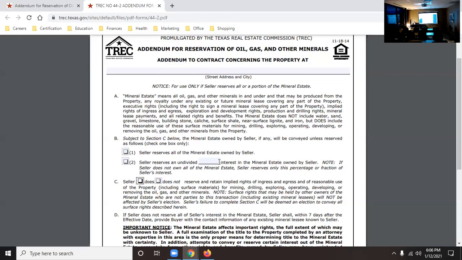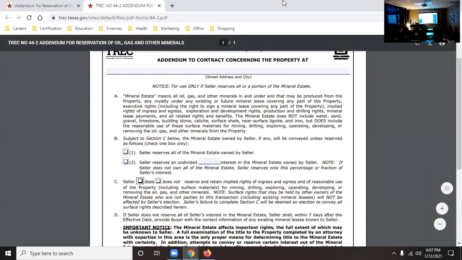But again, this should only be used if your seller is wanting to reserve all, in my office, all of the mineral estate. If they want a portion, yes, you can check box 2 and fill in the stuff, but again, if you make a mistake, it can end up haunting you, okay? So very key in that situation.